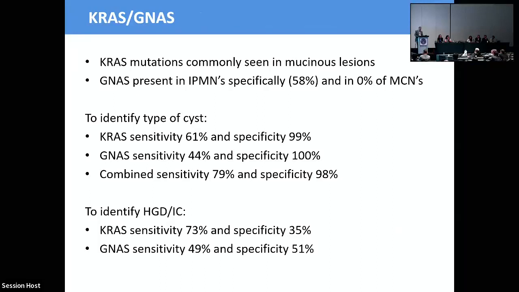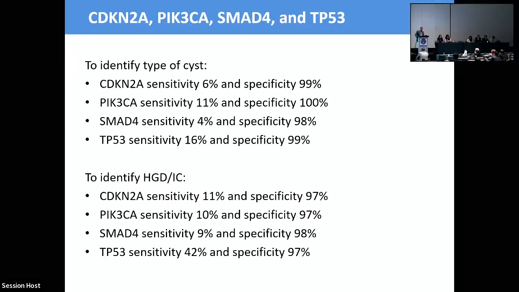In terms of identifying the type of cyst, these are some of the pooled sensitivities and specificities that I found out there. But you can see here, what's good about KRAS, GNAS, and the combinations is they're very specific. So when they are present, they are very specific for mucinous cysts. They're not very sensitive, so they don't always have to be there. However, they're not good at detecting high-grade dysplasia and invasive carcinoma, so that's not what we use them for. So this is just purely to identify the type of cyst.